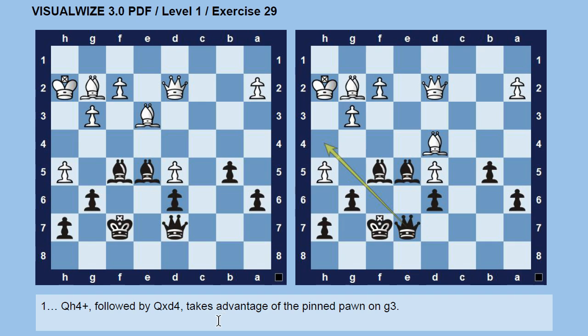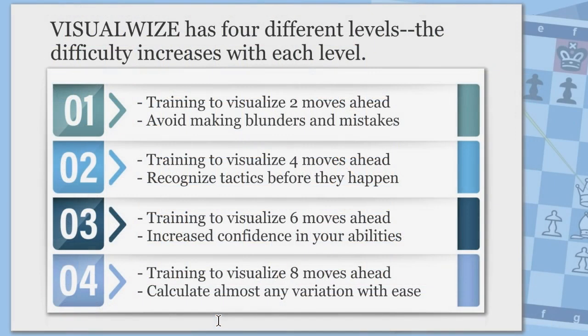Now before I show you another example, you should know that Visualwize has 4 levels, and each level represents the next step in improving your visualization skill. The example I just showed you a minute ago was a level 1 exercise. On level 1, you will master the basics of visualization and train your brain to visualize 2 moves ahead. You may find level 1 to be fairly easy, but it's a very important step in your training because it will help you avoid making blunders and mistakes that lose the game instantly.